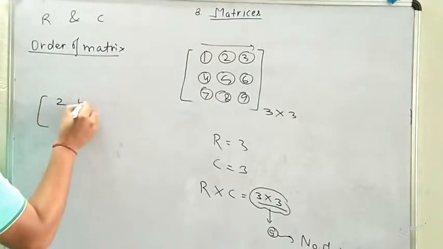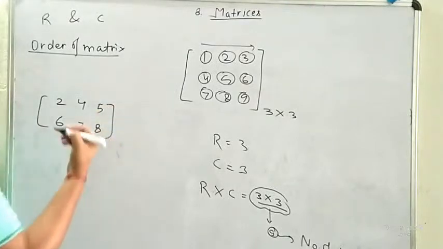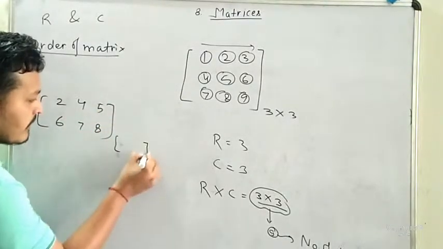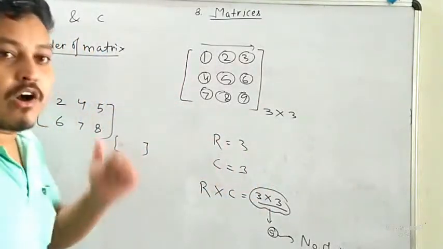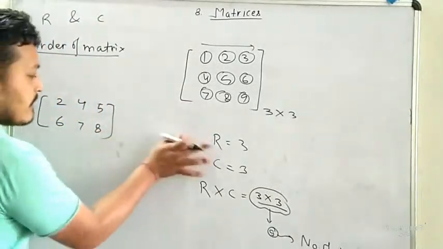Next 1, 2, 4, 5, 6, 7, 8. So what is the order of this matrix? Here we can mention the product of the cross of the row and column. So what is the row and column?